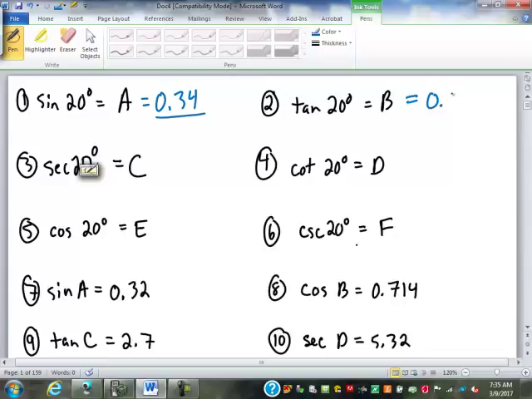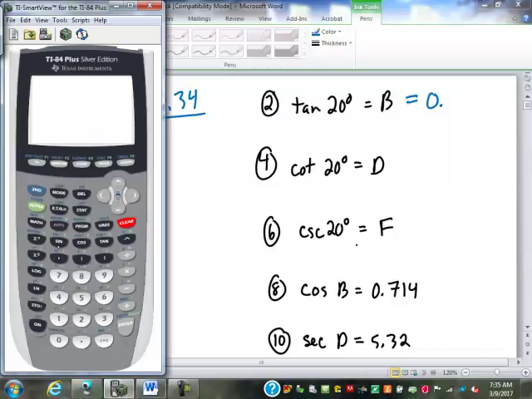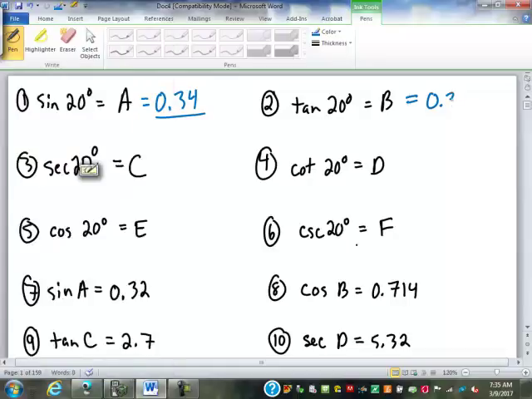I went down the list the other way. Okay. So we'll punch in tangent of 20. 0.364.